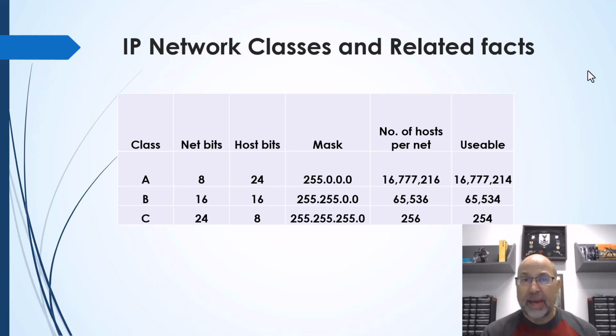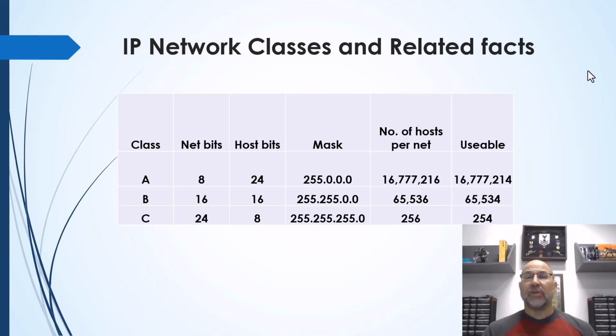So the default mask then is 255.0.0.0, which also means that each network has 16 million possible hosts in it. And then just take 2 away from that, and that's your usable.